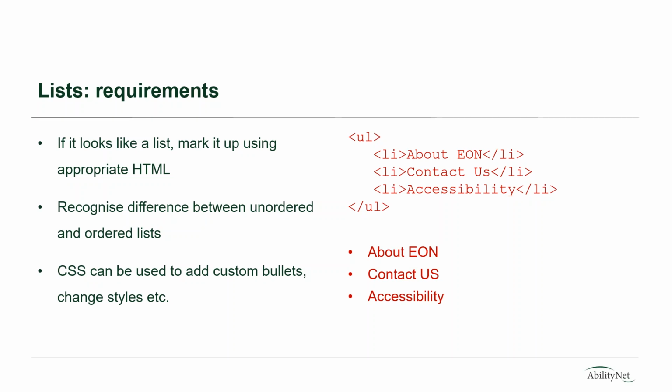So that's how you mark lists up. Of course, you can use CSS to add custom bullets, change styles, change padding, margin, etc. You can even add images as list bullets. So there's a lot you can do, but the important thing is they are still essentially a list, and they will still be described as such for screen reader users and when you disable CSS.